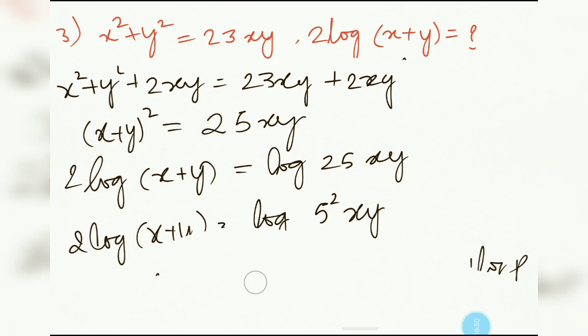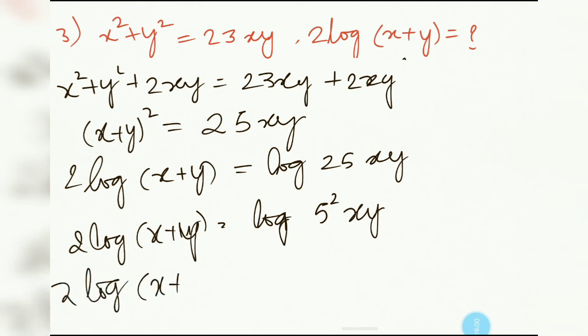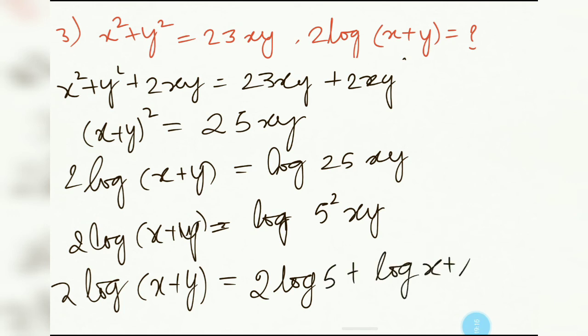So I'm going to apply this here. Let me just simply apply it. So 2 log (x plus y) is equal to, for the first one we are going to write it as 2 log 5, because the power for that 5 square is 2, right? So we are going to put it in front, plus log x plus log y is the answer for that. So which is the option? It is option B.